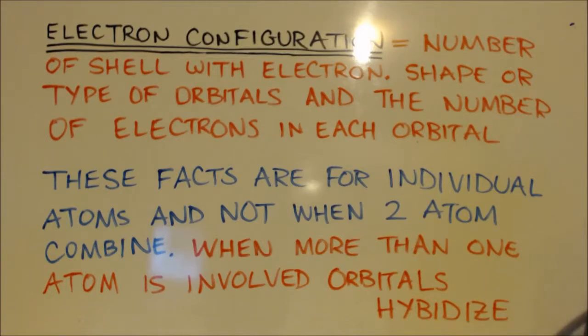I'm going to go into what an electron configuration is. Electron configuration is basically a set of numbers and letters that tell you the number of shells with electrons, the shape or type of orbitals, and the number of electrons in each orbital. Keep in mind, all these electron configurations are just for individual atoms and not for when two atoms combine. When more than one atom is involved, orbitals will hybridize, and I'll get into that in a later video.